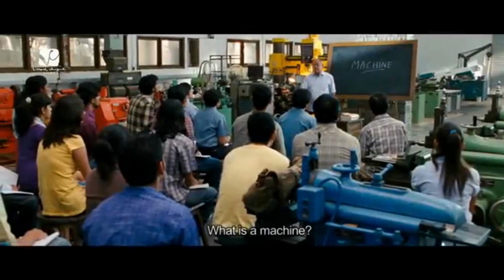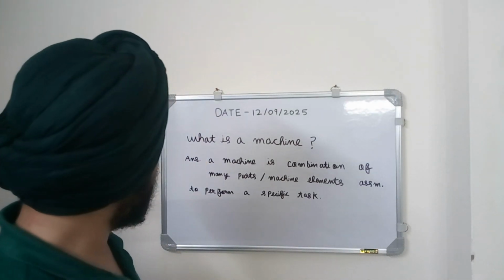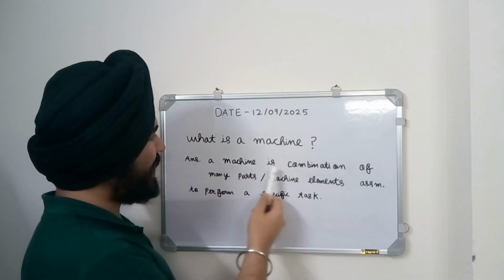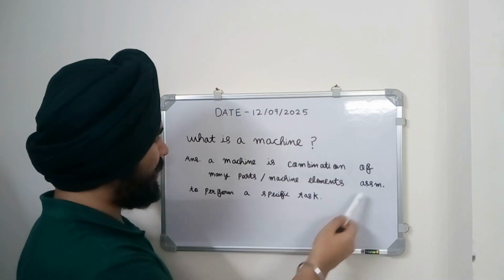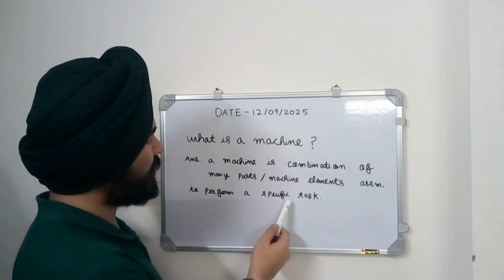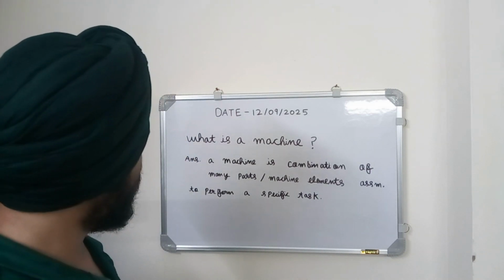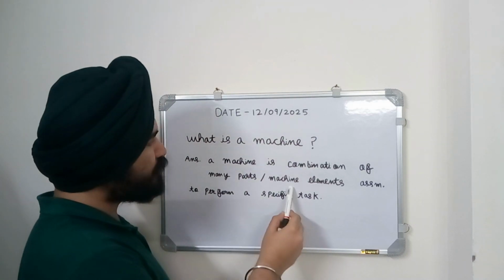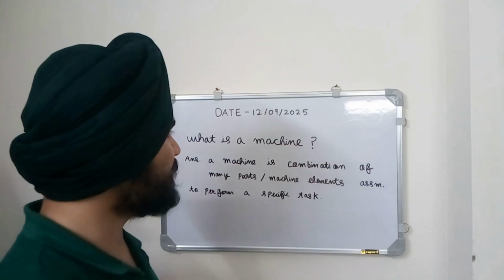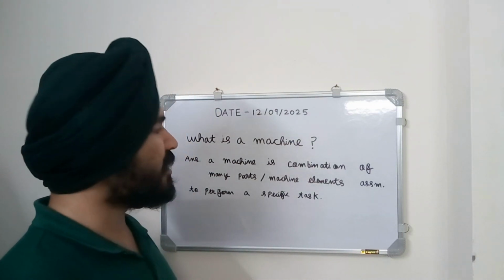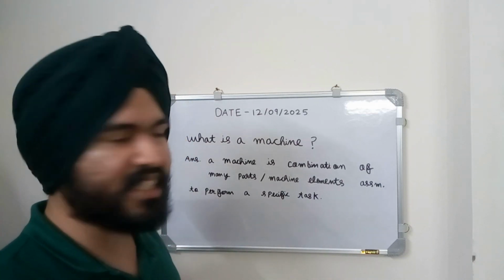What is a machine? It's a very popular dialogue from the movie Three Idiots. So here I define that a machine is a combination of many parts or machine elements which are assembled to perform a specific task. By that, what I basically mean is that there are many parts or small machine elements which are grouped together to make sub-assemblies, which are then further combined into assemblies, and then it is termed as an entire machine.